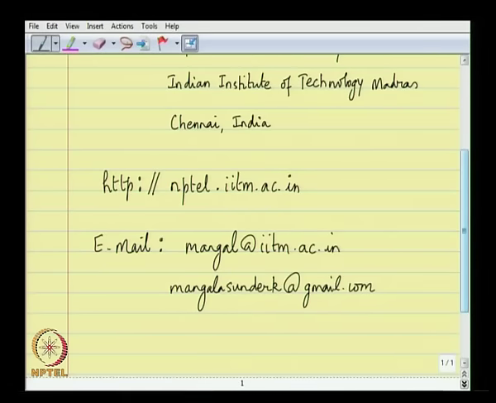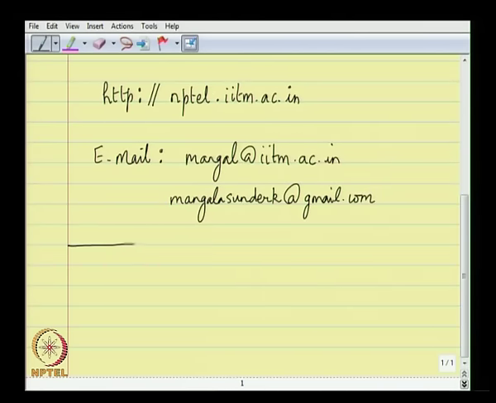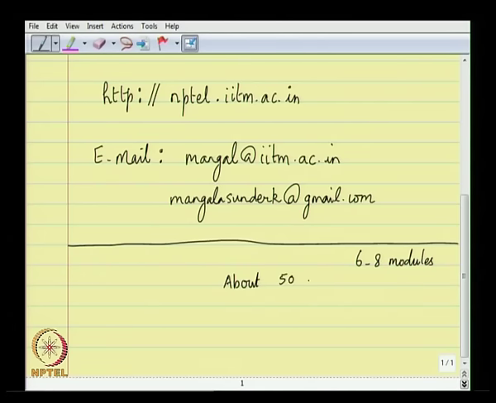The subject that would be covered is in the form of modules. There are approximately 6 to 8 modules, and lectures of about 50 minutes to 1 hour, but they will be broken up into smaller time pieces, smaller segments, for the convenience of the reader. It depends on the particular lecture which piece is small or large. It also depends on the content that is being considered.